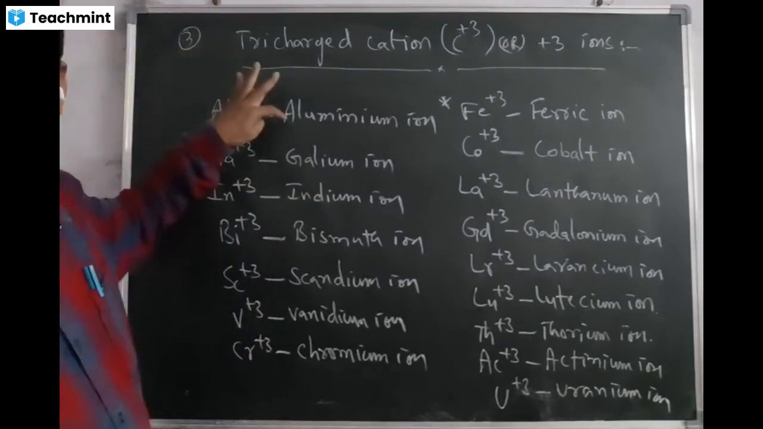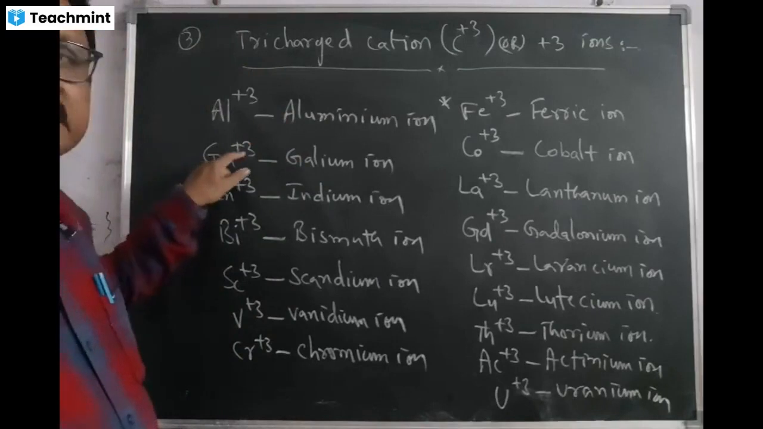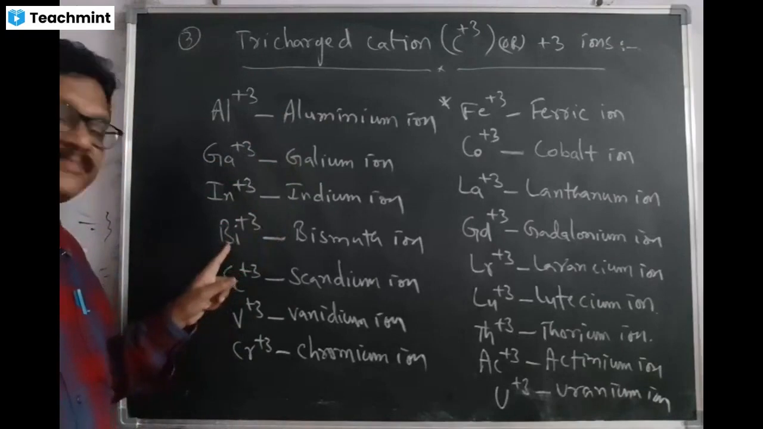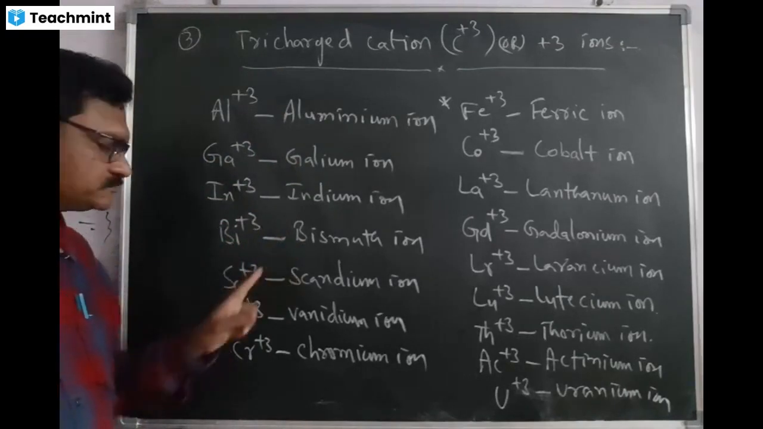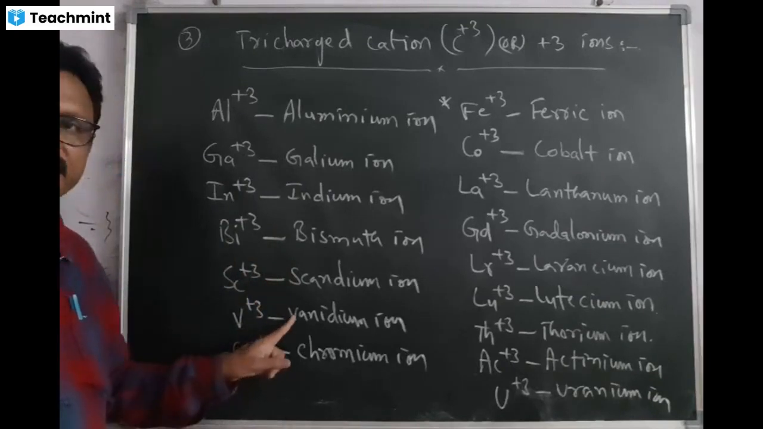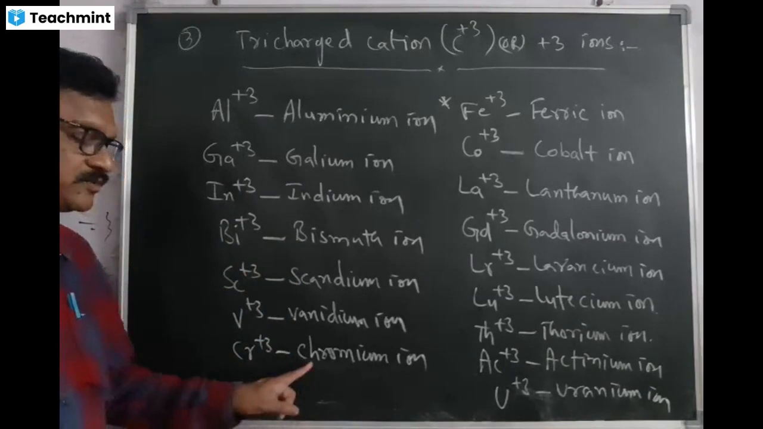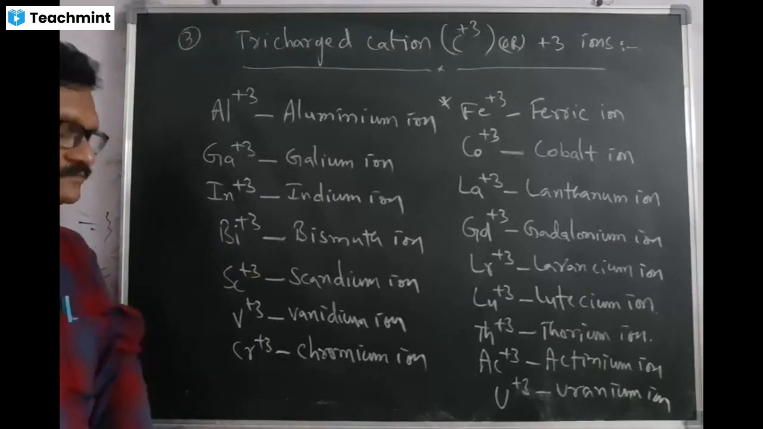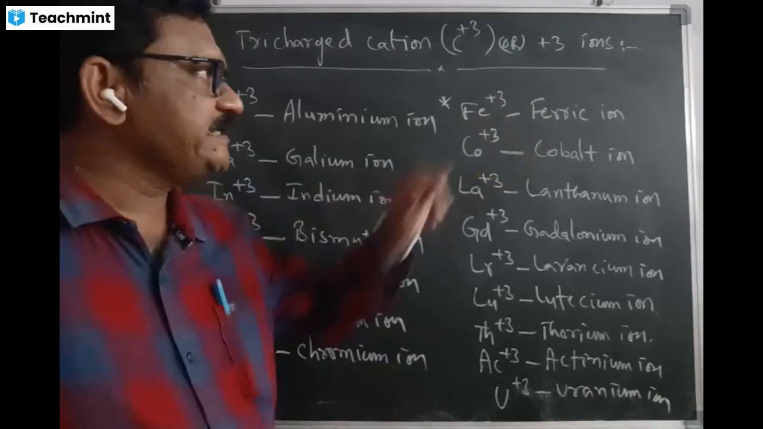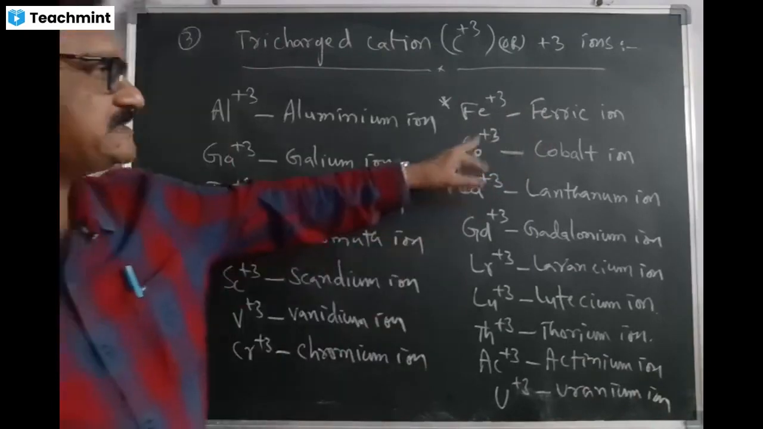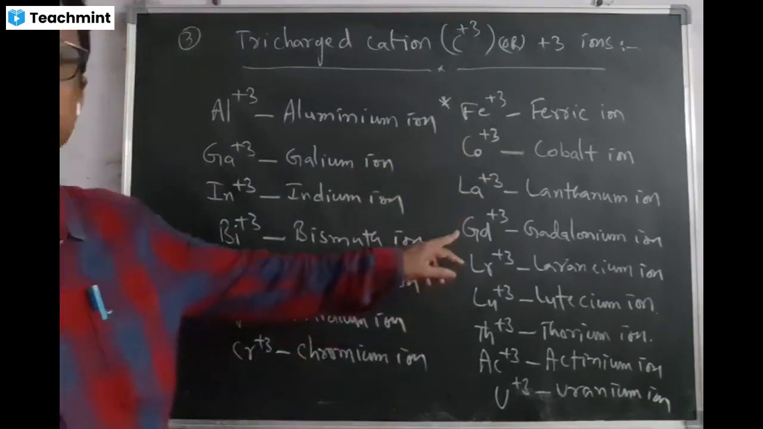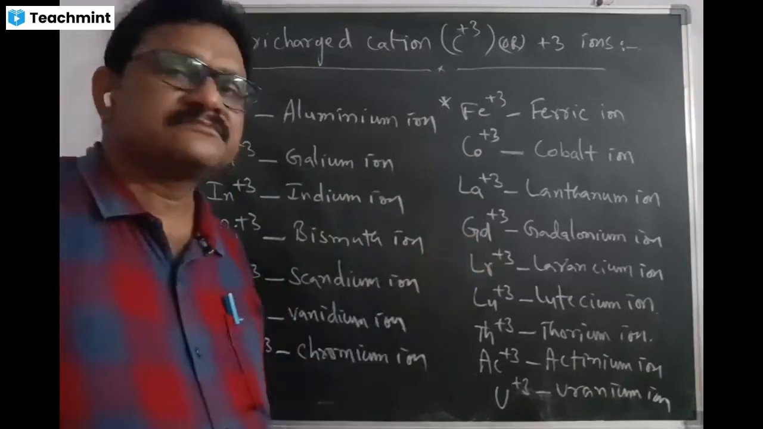Al plus 3, what is this? Aluminum ion. Ga plus 3, gallium ion. In plus 3, indium ion. Bi plus 3, bismuth ion. Sc plus 3, scandium ion. V plus 3, vanadium ion. Cr plus 3, chromium ion. Fe plus 3, ferric ion. Co plus 3, cobalt ion. La plus 3, lanthanum ion. Gd plus 3, gadolinium ion.